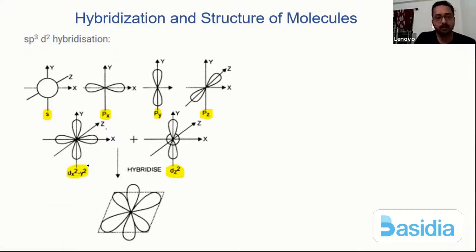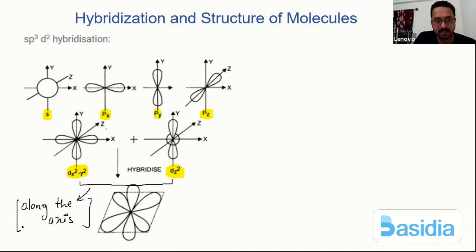Okay, so we have to understand that the d orbitals mentioned over here all are along the axis. The x square minus y square d orbital is along the x-axis and y-axis. The dz square is along the z-axis. So that is what it is trying to say.